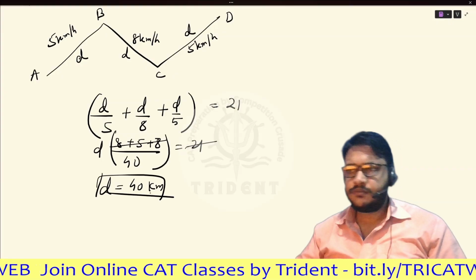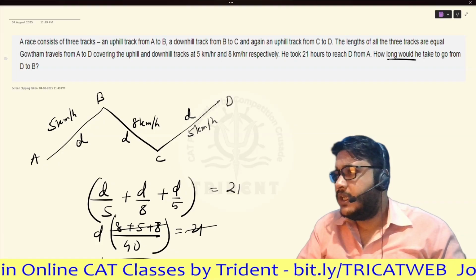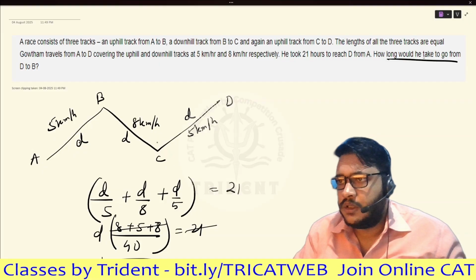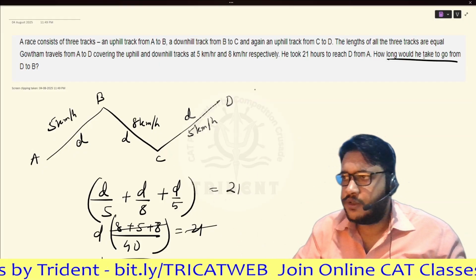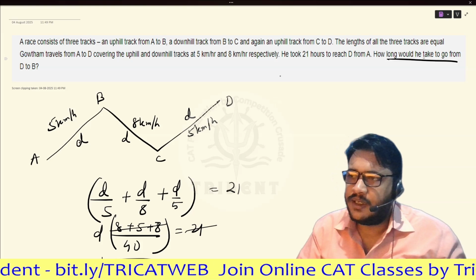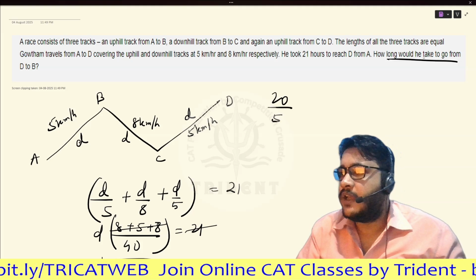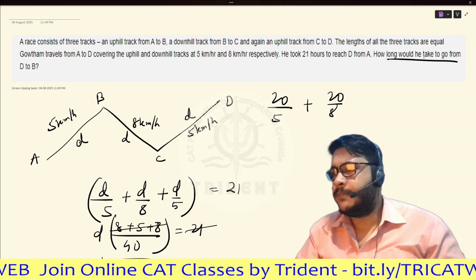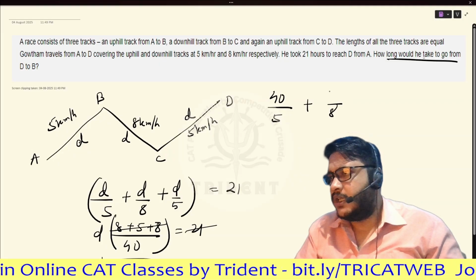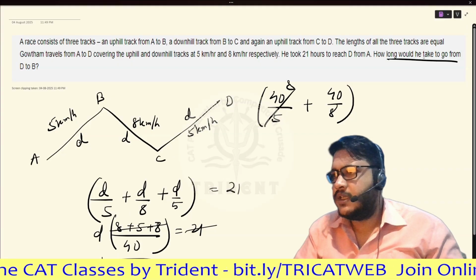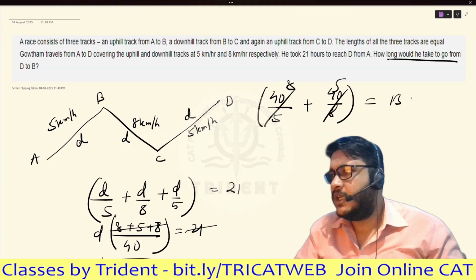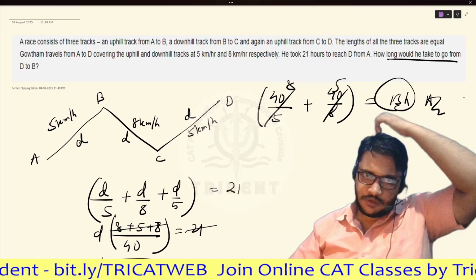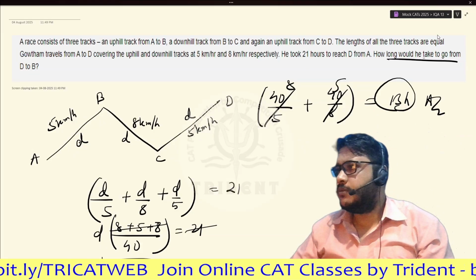Okay. What else? How long would he take to go from D to B? That means from D to C and then C to B. So that is going to be distance by speed again. I mean, that is 20 upon 5 plus 20 upon 8. Sorry, why am I taking it as 20? It is 40, right? 40 upon 5, 40 upon 8. So that is 8 times and 5 times. So that is 13 hours. That is the answer to the first question. Hope that makes sense. Let's go to the next question.